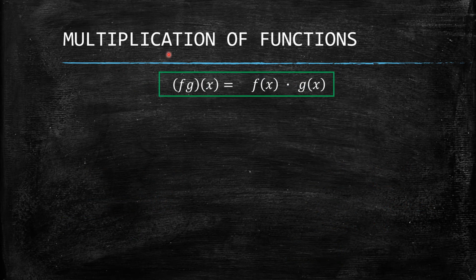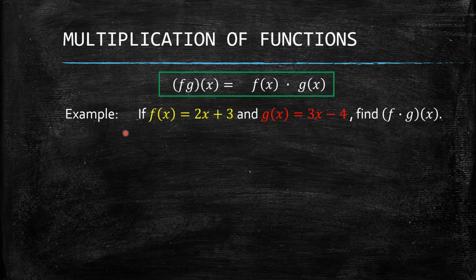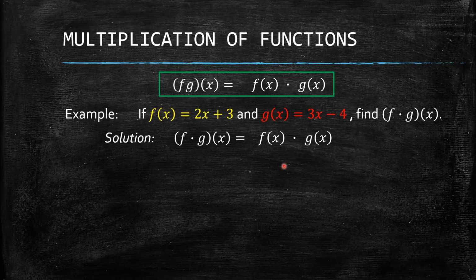Let's have multiplication of functions, and we will have this formula. So let's have the example. If f of x is equal to 2x plus 3 and g of x is equal to 3x minus 4, find f times g of x. So for the solution, we will have f times g of x. So we will just multiply f of x times g of x.